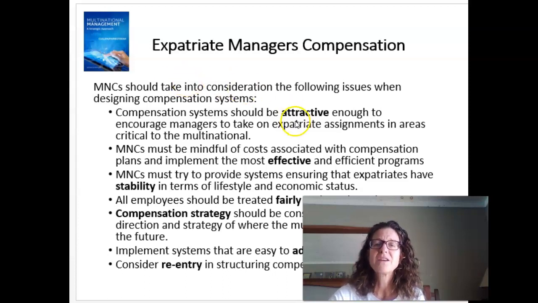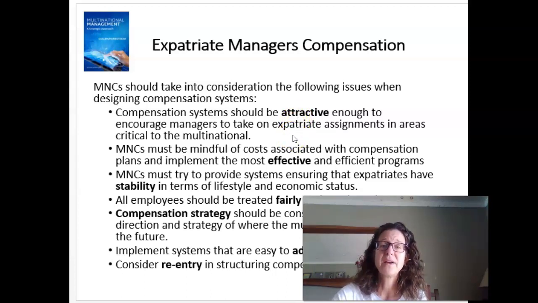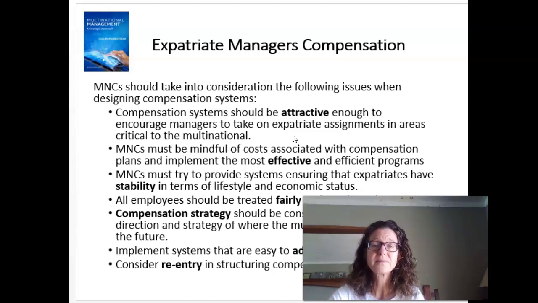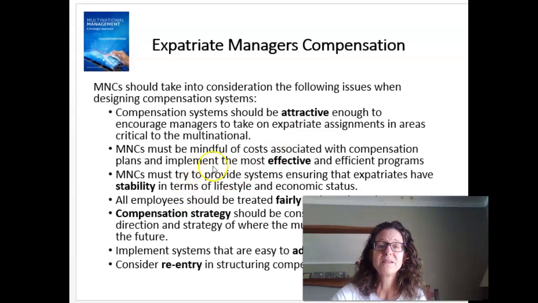And so compensation packages should be attractive enough to encourage people to take on expatriate assignments in areas that are critical to the multinational. Multinationals must be mindful of the costs associated with compensation and seek to be as effective and efficient as possible. If the compensation package is well constructed, the expatriates will have stability in terms of lifestyle and economic status in the host country, which is likely to make adjustments to the host country a lot easier.